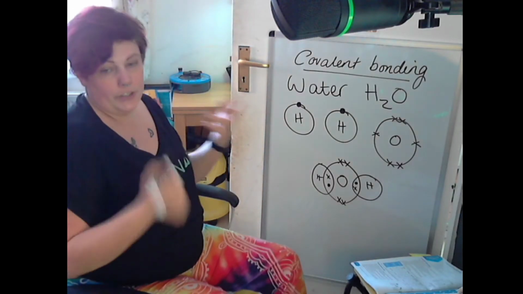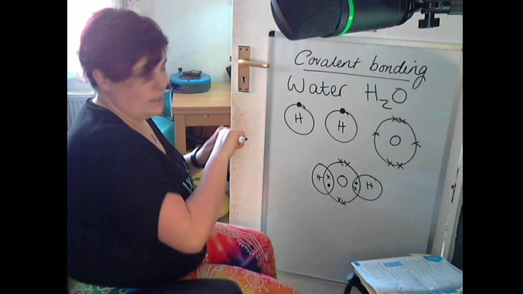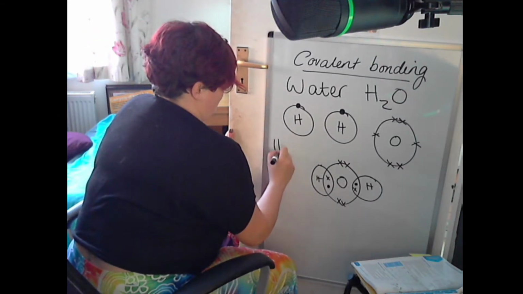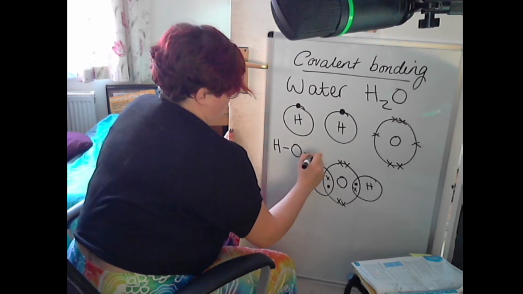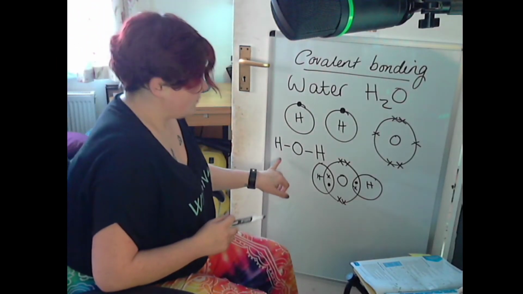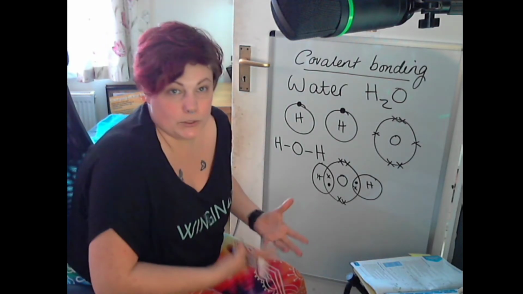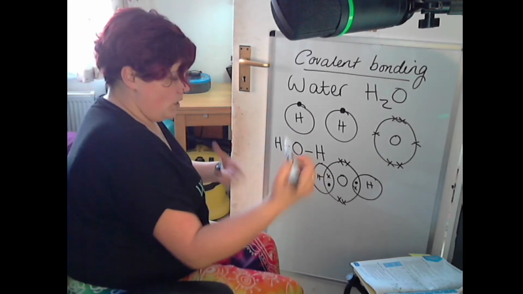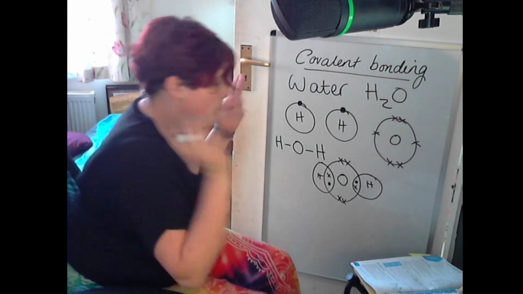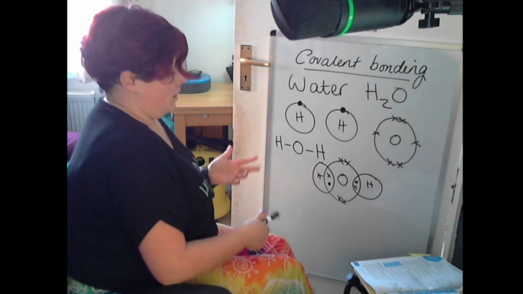Now you can show that in different ways. That's the dot and cross diagram. Another way of showing a covalent bond is with lines. So in this case, what we'd be looking at is hydrogen, line, oxygen, line, hydrogen. Each of these lines represents a covalent bond. Sometimes you'll see it with 2 lines, and we'll come on to this in a minute. That's a covalent double bond. Again, we'll look at double bonds in a second. So that example is water.